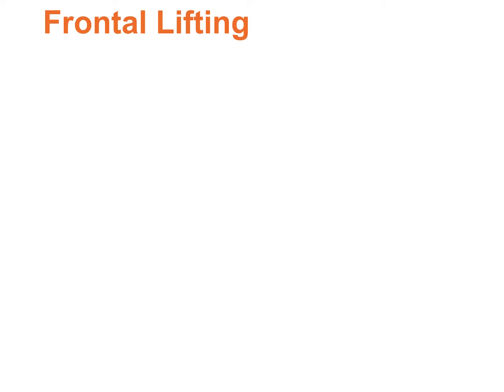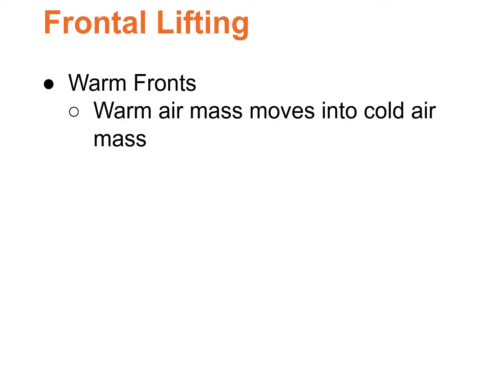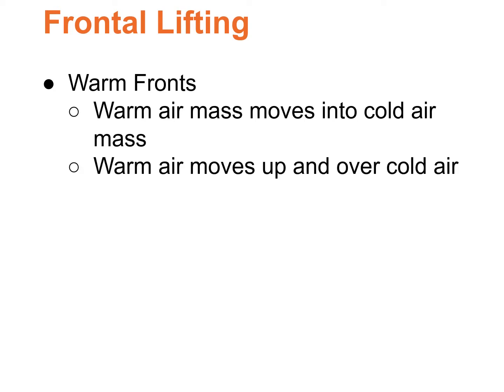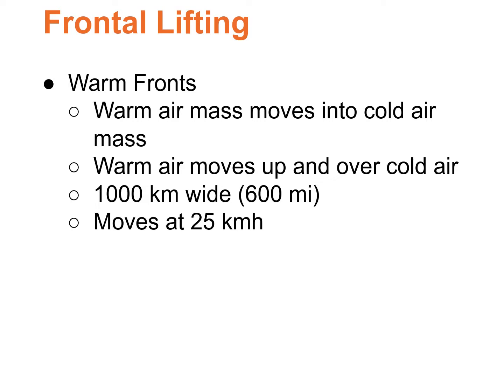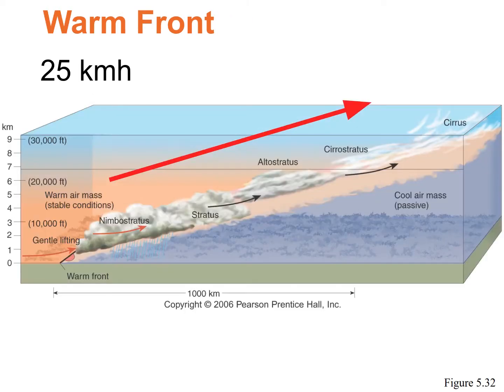Frontal lifting is the mechanism where a warm body of air moves into a cold body of air, making a warm front, where a warm air mass moves into a cold air mass. The warm air, because it's less dense, moves up and over the cold air. Warm fronts are about 1,000 kilometers wide. They move about 25 kilometers an hour. Here's an image of a warm front moving along at 25 kilometers an hour. The warm, moist air gets lifted up on top of the colder air.